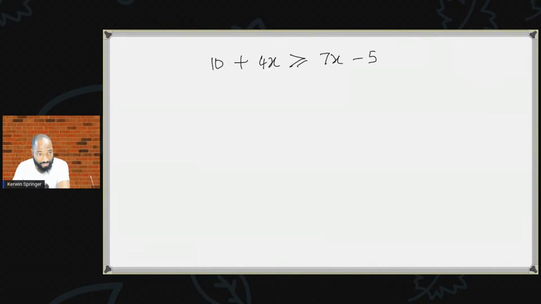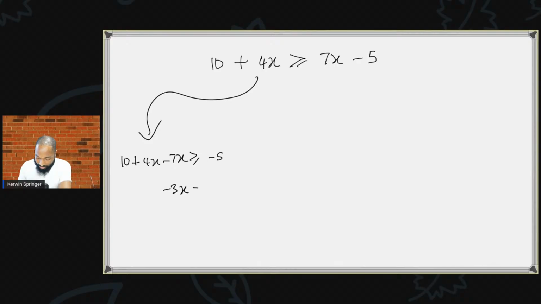All right, so there are 2 ways that students are doing this right now. Some students will be bringing across the 7, so you'll have 10 plus 4x minus 7x is less than or equal to negative 5. So you have negative 3x is less than or equal to negative 5 plus 10, and you bring the 10 on that side. So you line it up like that.